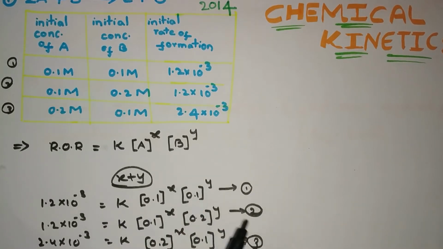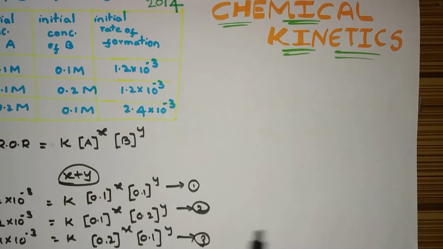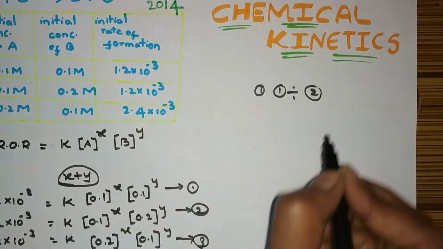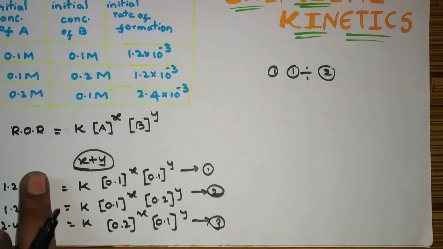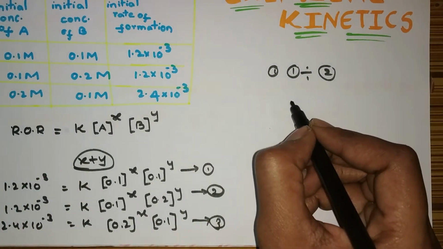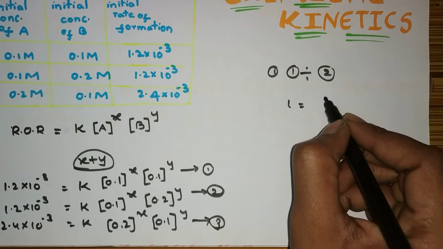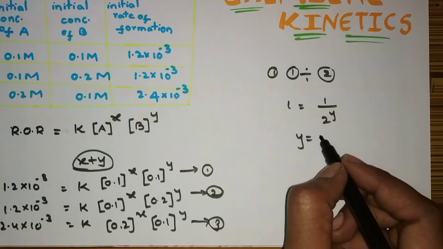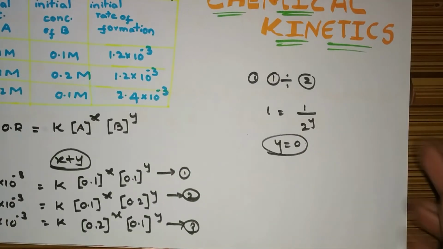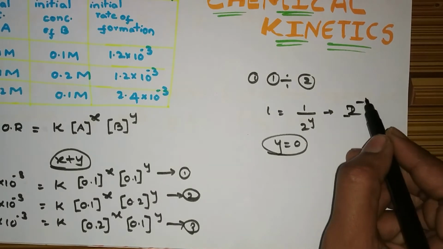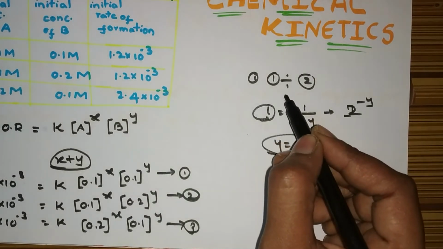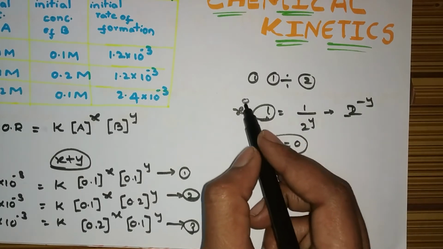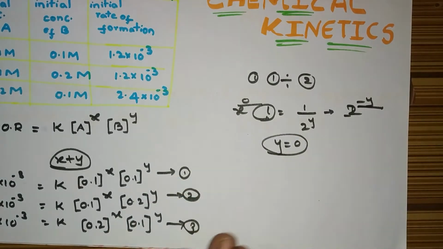Now, how to find x and y? This is simple math calculation. First one, divide 1 by 2. Then what will you get? 1 is equal to 1 upon 2 to the power y. Order with respect to B is 0, because it will become 2 to the power minus y. This is 1. Anything to the power 0 will be 1. So here it will be 2 to the power 0. So minus y is 0. y is 0. Okay. Next.